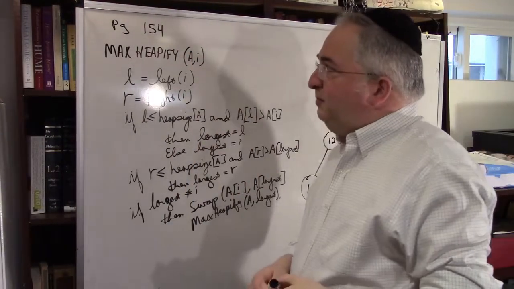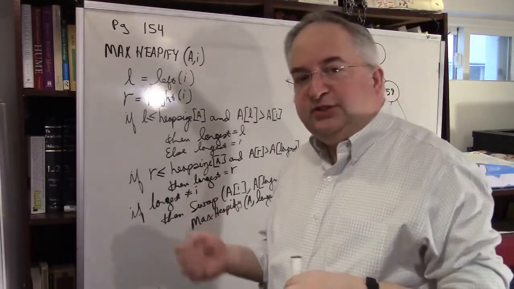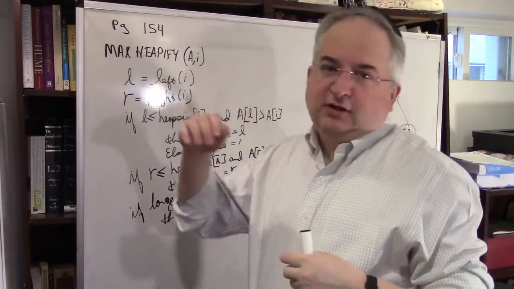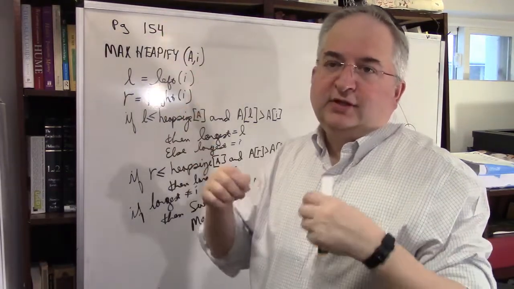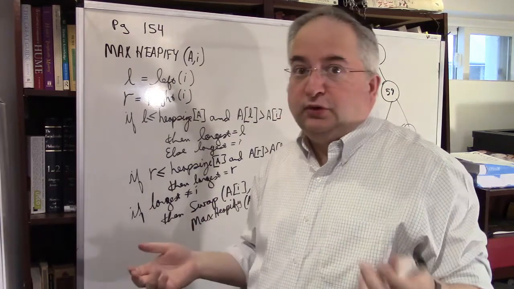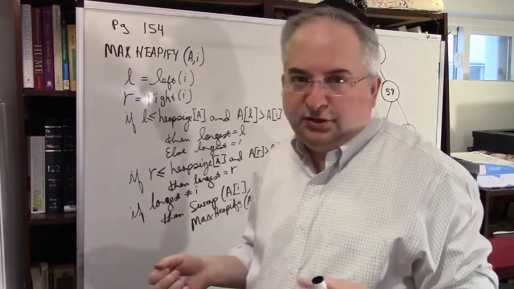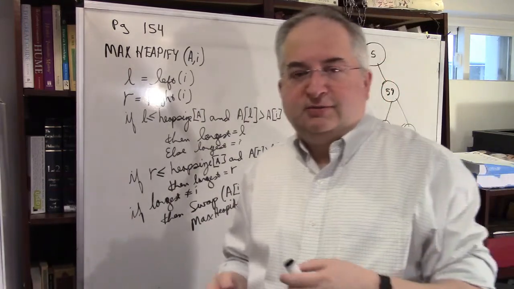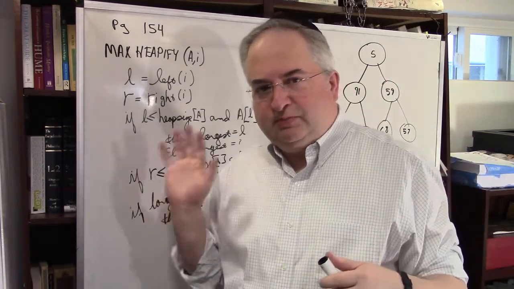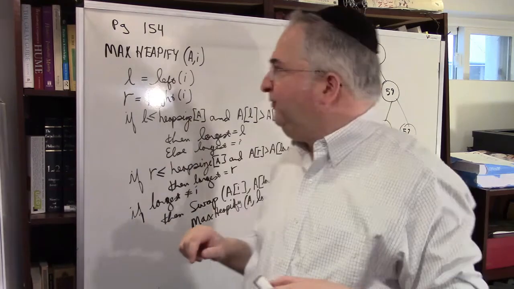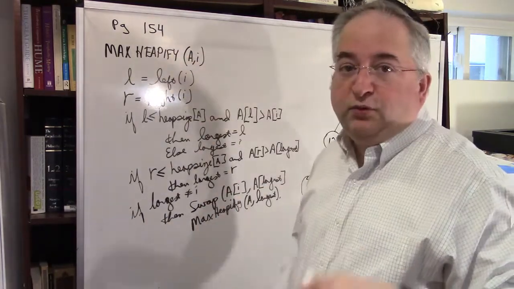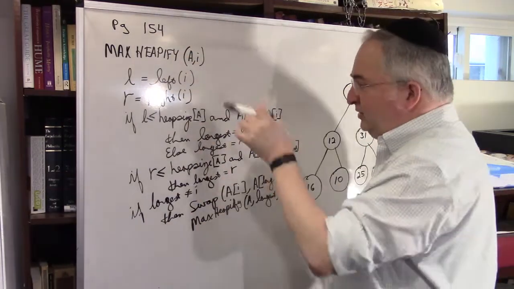Okay, so this is called max Heapify. The word max is because our heaps all have the largest number on the top. You can have another type of heap called a min heap, where every father is smaller than his children, but we're not doing that. We're going to deal with the max Heapify. It's on page 154, so you can see it in the book, and this is a variation of it.